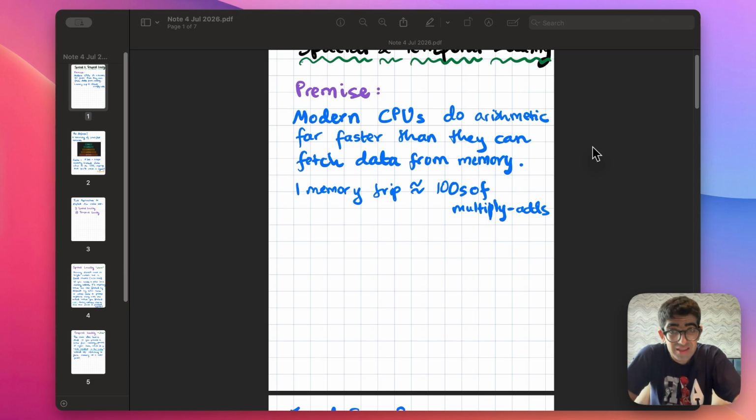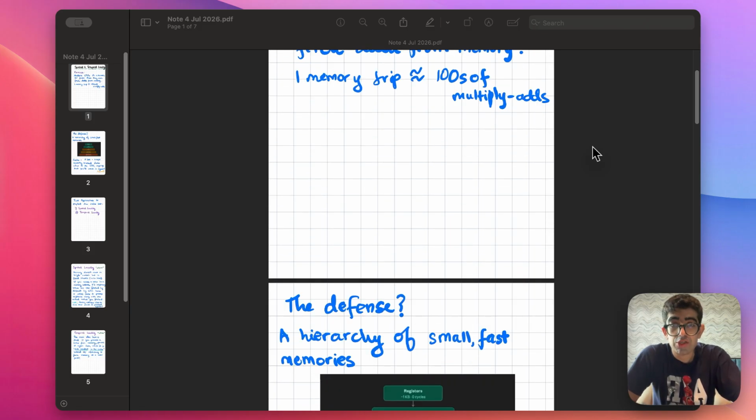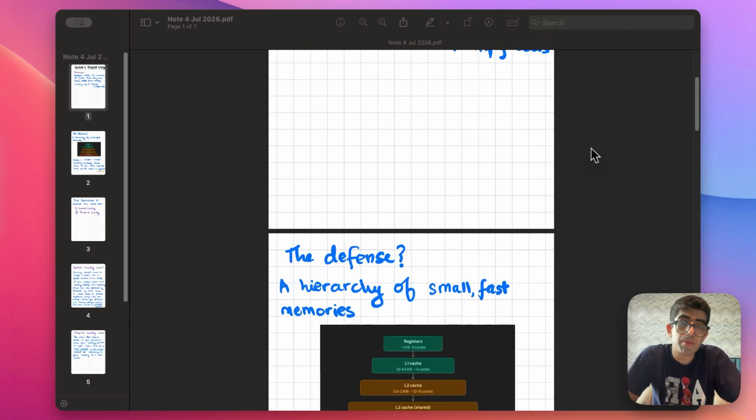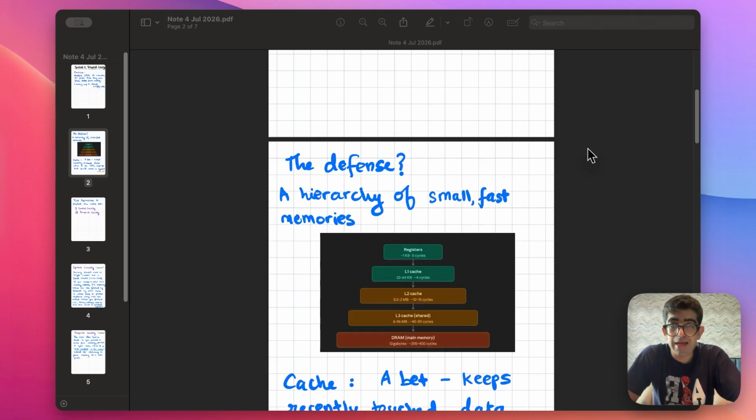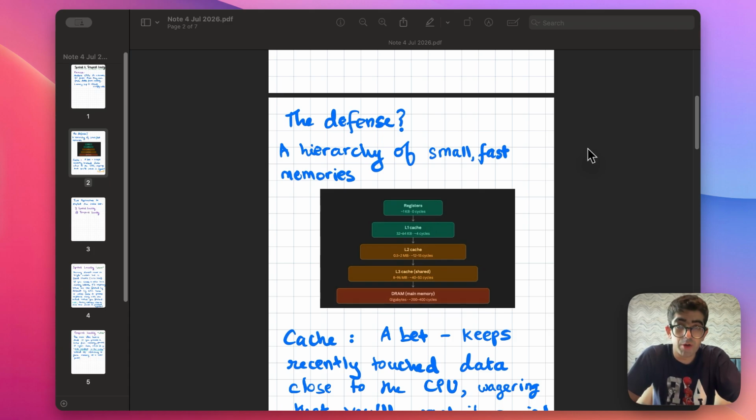And this is a significant problem because a lot of the operations and computations that we do actually involve fetching data from memory. And hence, if memory access is slow, then that indeed is a significant bottleneck. So what is the defense against this problem? The CPU has a hierarchy of smaller, faster memories.